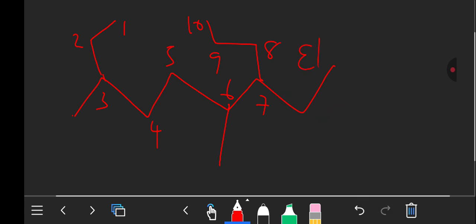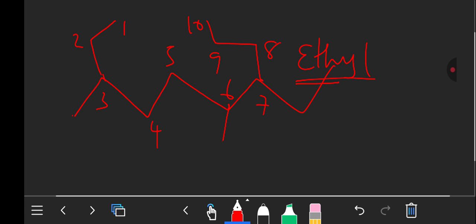This is an ethyl group, a substituent. This is a methyl group. This is also a substituent, and that is a substituent. So at position number 7, I have an ethyl. At position number 6, I have a methyl. Again, at position number 3, I have a methyl. But when naming it, I'll start with the letter which appears first in the alphabet, which is ethyl, not methyl.